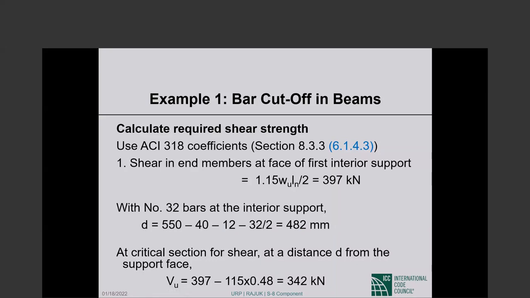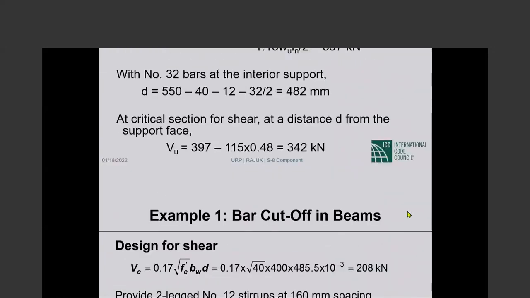So at critical section for shear at a distance d from the support face, so at the support face we have a shear of 397. The effective depth is 482 millimeters. So the critical section is 482 millimeters from the support. At that critical section, the shear goes down from 397 to 342 kilonewtons.